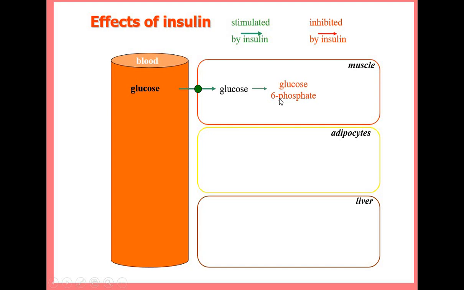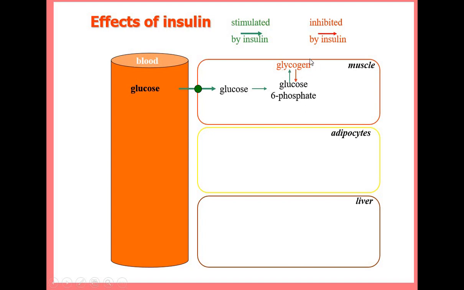Once entered, this glucose will get converted to glucose 6-phosphate. Finally, glucose 6-phosphate will get converted to glycogen. This is the storage form of carbohydrate in humans, in mammals, right? So glucose gets converted to glycogen. This is called glycogenesis, right? So glycogenesis is stimulated. Glycogenesis means formation of glycogen from glucose, but the reverse is inhibited, as you can see by the red arrow. So this is inhibited by insulin.